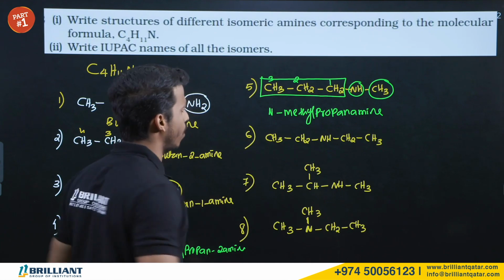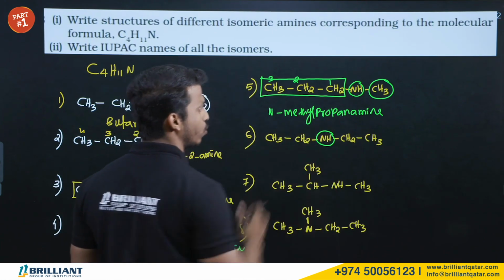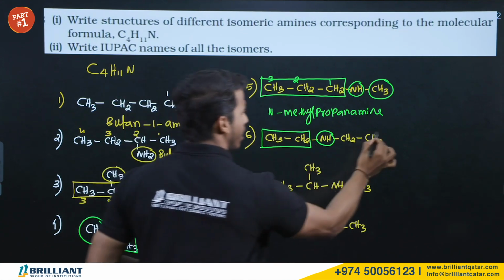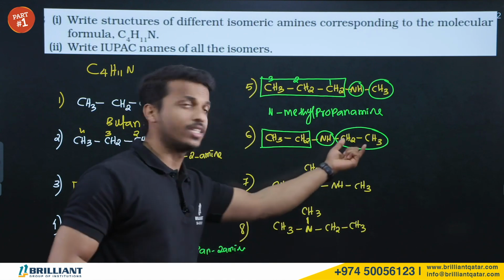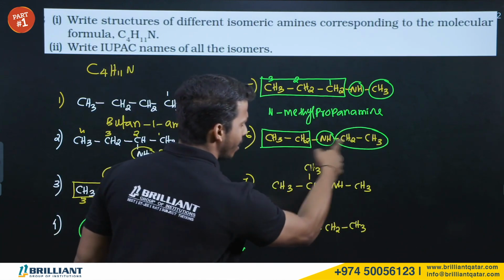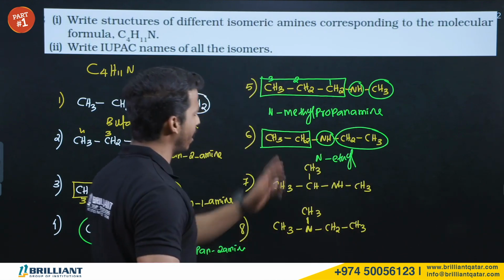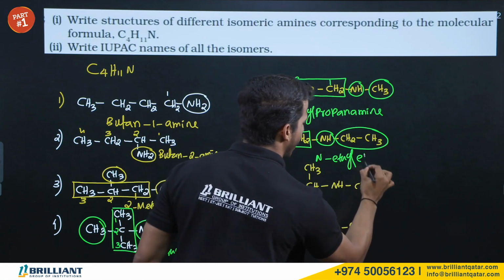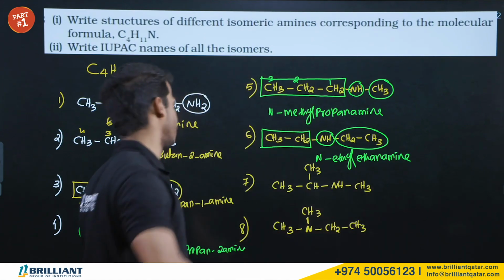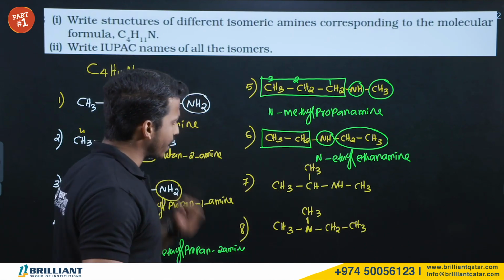Alright, what about this compound? This is the amine position. Left side 2 carbons, right side 2 carbons. So you can take any one of them as the parent chain, and the remaining is the branch. What is this branch? Ethyl group. Yes or no? So N-ethyl, and we can say the name of the compound is N-ethyl ethanamine, right? N-ethyl ethanamine. What about the 7th compound?